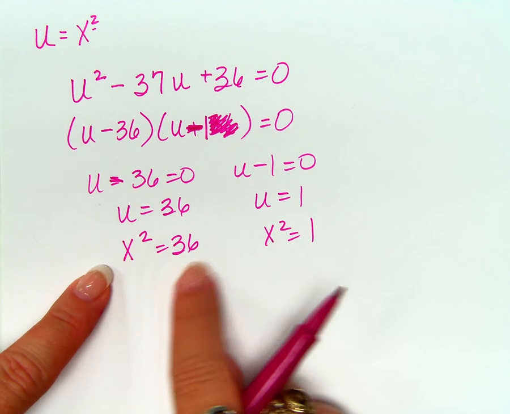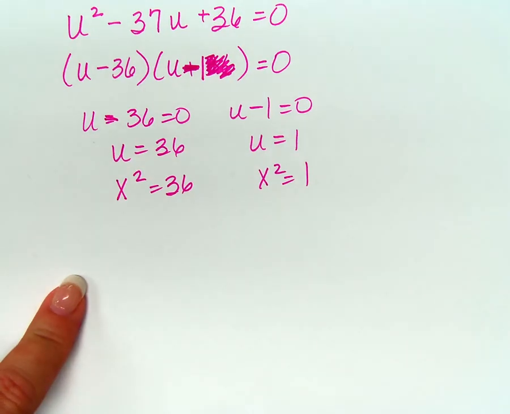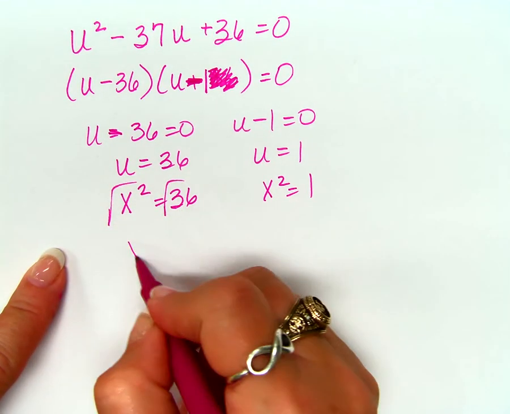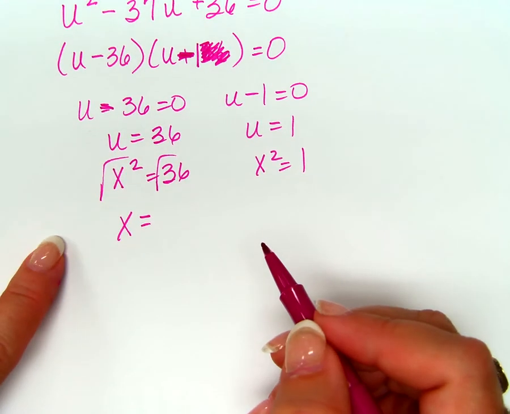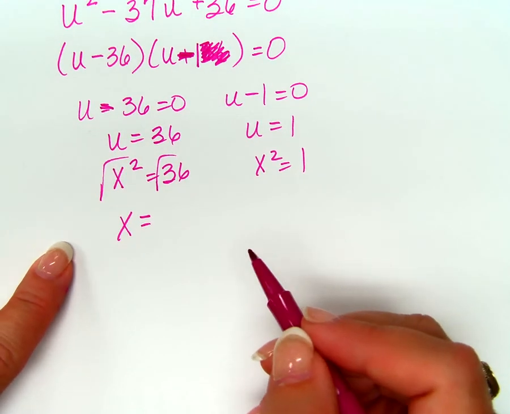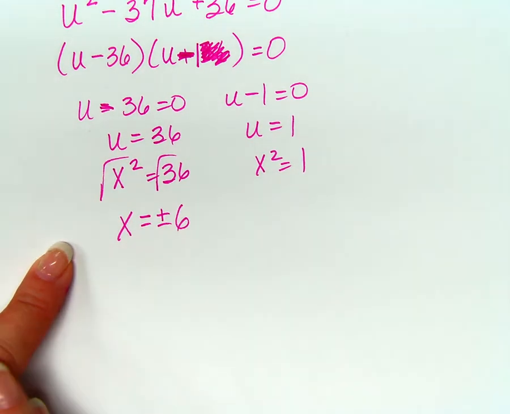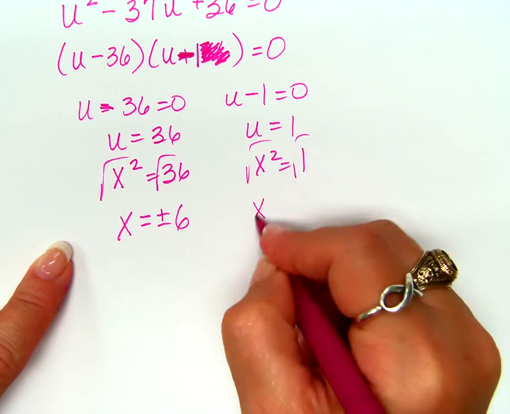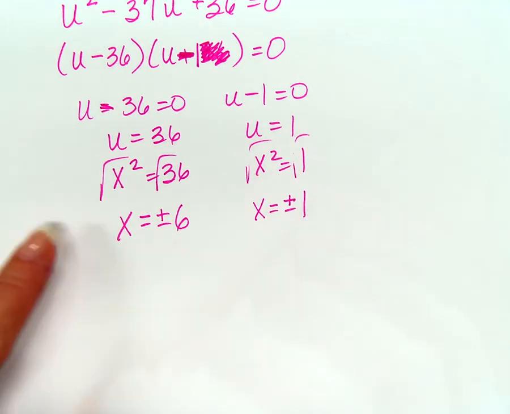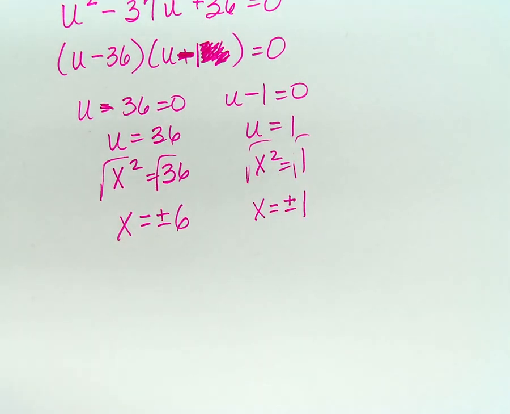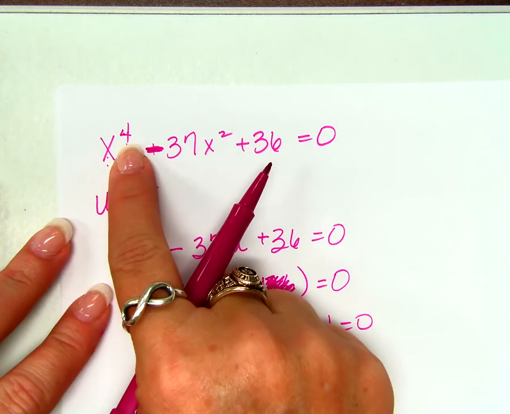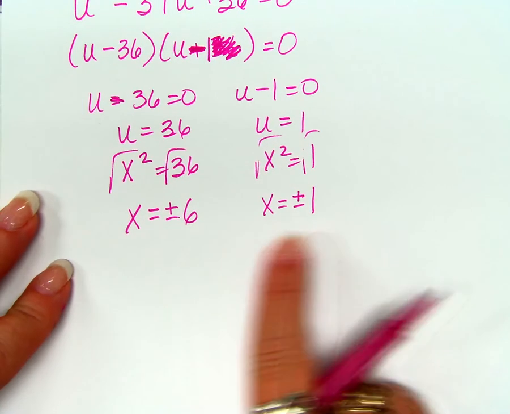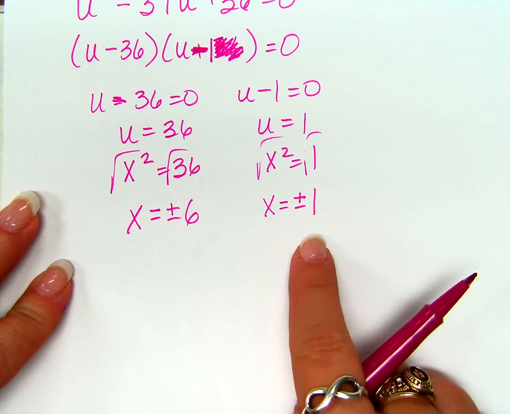If x squared equals 36, how do I solve that for x? Yeah, square root, what we just did, right? x equals? Make my day. Somebody remember. Thank you. Plus or minus 6. And what about this one? Same thing, right? Square root of 1 equals what? Plus or minus 1. How many answers was I supposed to get? 4. How many did I get? I got 4, right? Positive 6, negative 6, positive 1, negative 1.